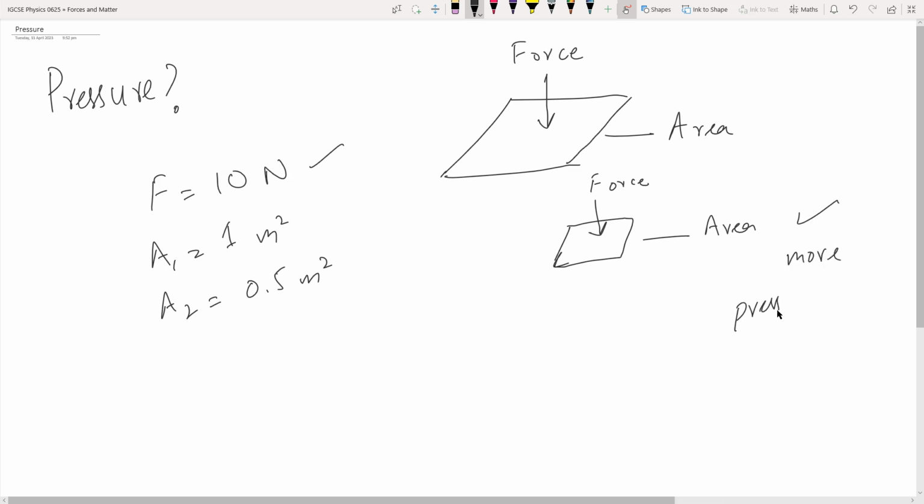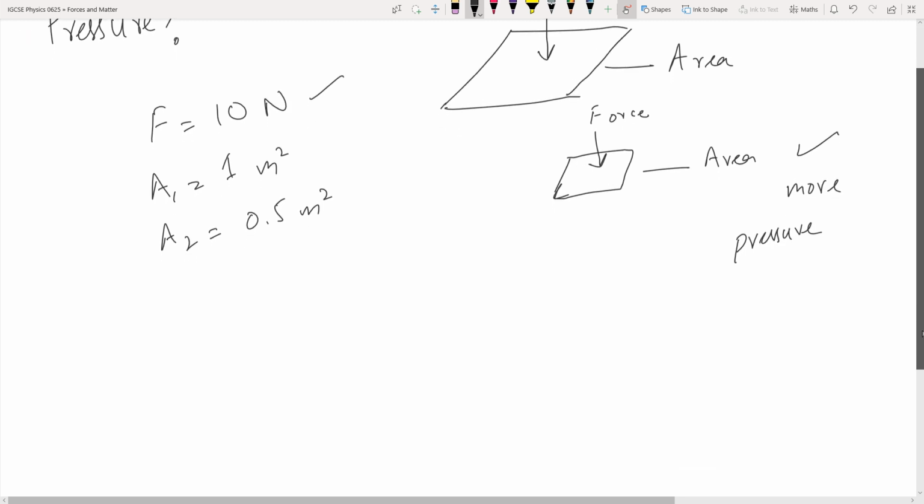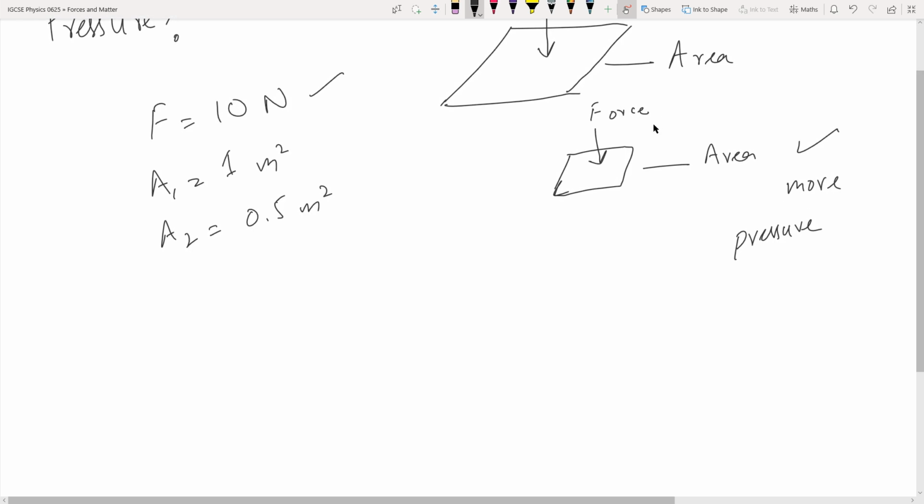And why? Because the area will definitely come into effect. The smaller the area, the more the force. The bigger the area, the lesser the effect of the force. So we can simply say that the pressure applied on a certain area is directly proportional to the applied force.